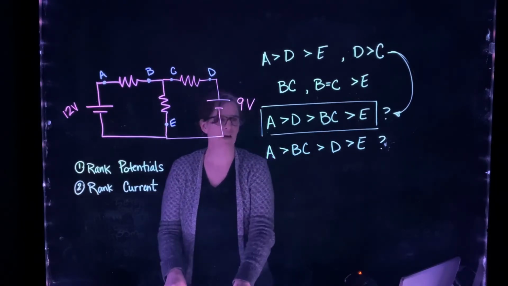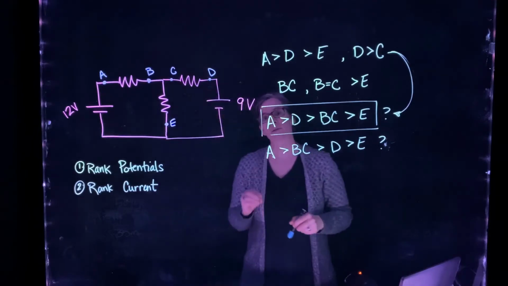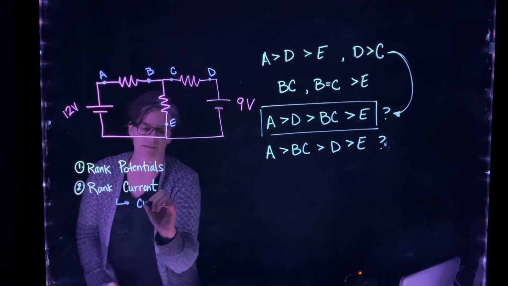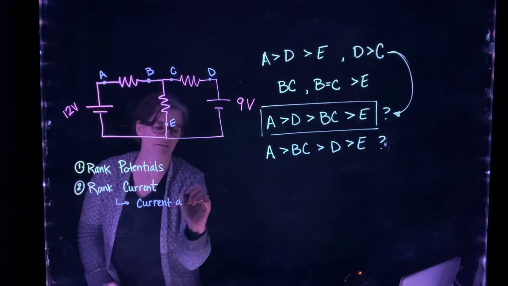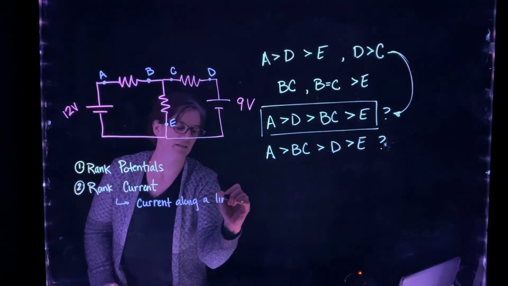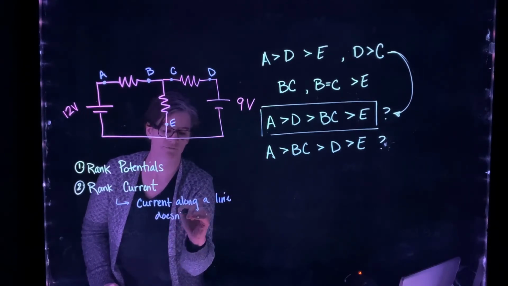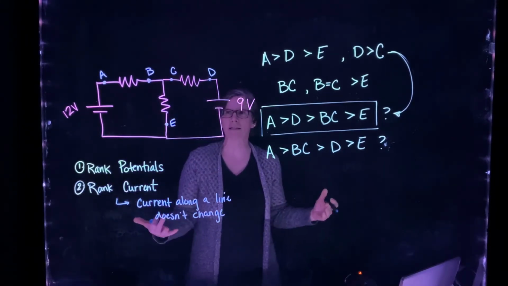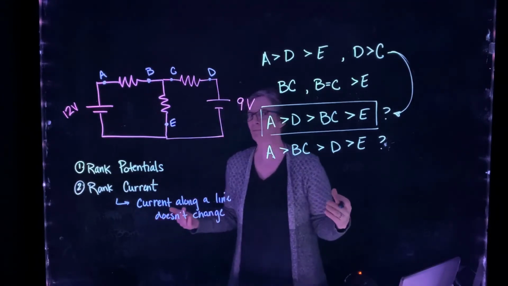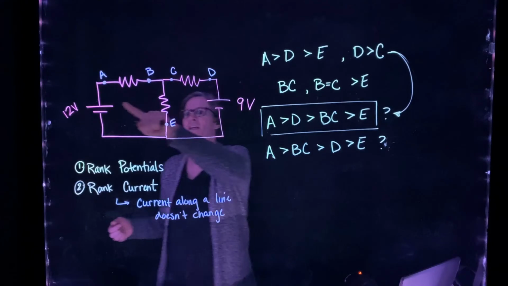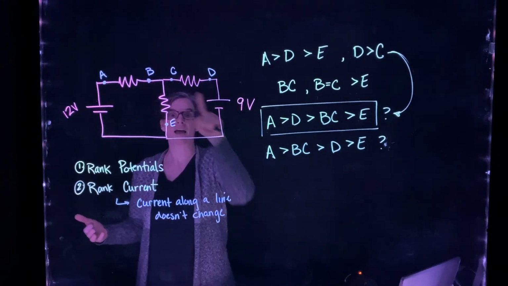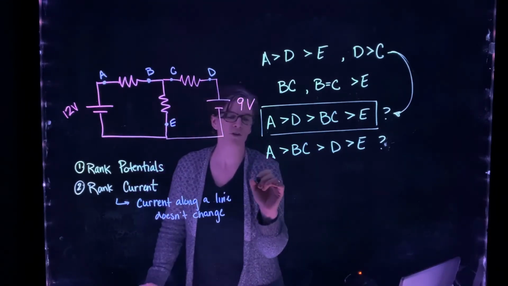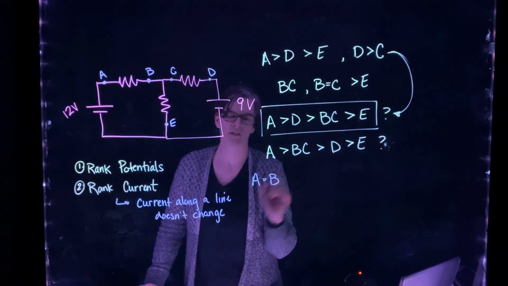What about our currents? Now, when we're dealing with current, we need to remember a couple of things. Current along a line doesn't change. So that's the first thing we want to keep in mind. So do we have any currents that don't change along a line in this situation? Well, we do. As I go from A to B, it's all one line. It goes through that resistor, that squiggly line, but it's all one line. So the current at A has to equal the current at B.